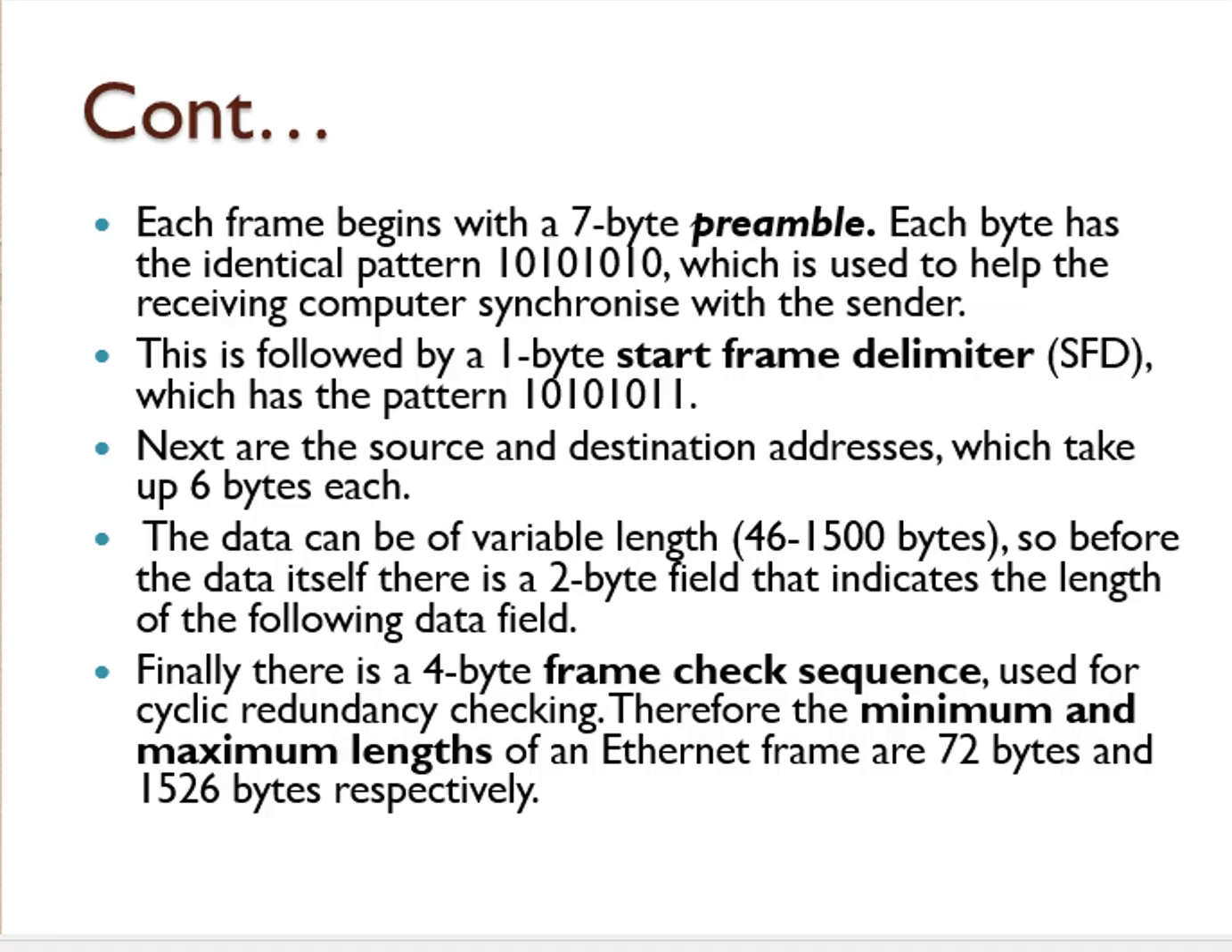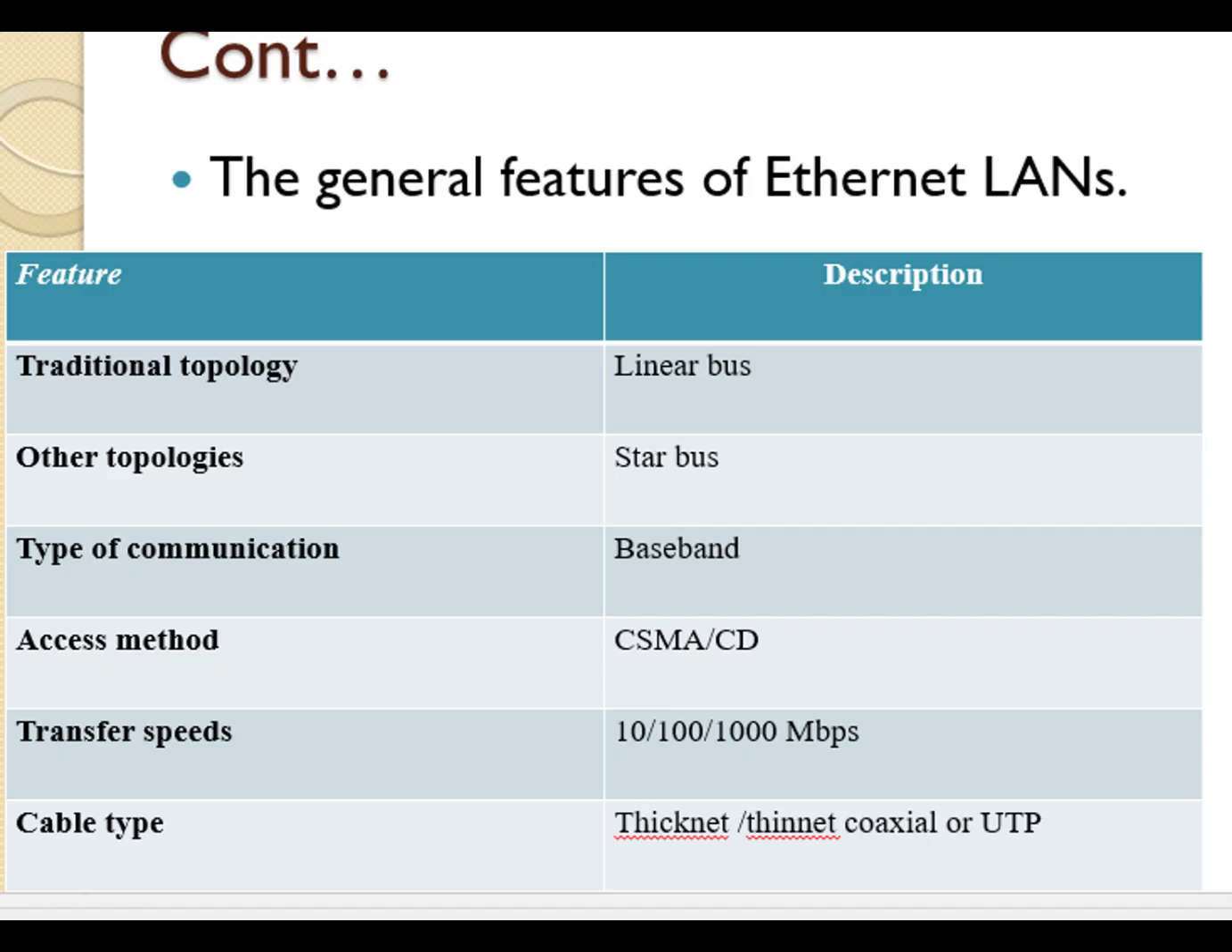This is followed by a 1-byte start frame delimiter, SFD, which has the pattern 10101011. Next are the source and destination addresses, which take up 6 bytes each. The data can be of variable length, 46 to 1500 bytes, so before the data itself there is a 2-byte field that indicates the length of the following data field. Finally, there is a 4-byte frame check sequence, used for cyclic redundancy checking. Therefore, the minimum and maximum lengths of an Ethernet frame are 72 bytes and 1526 bytes respectively.